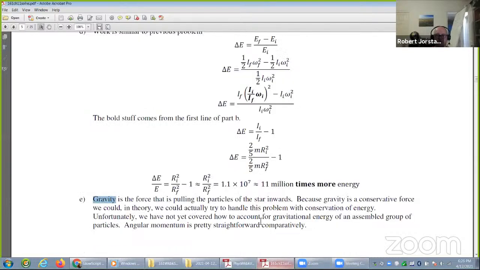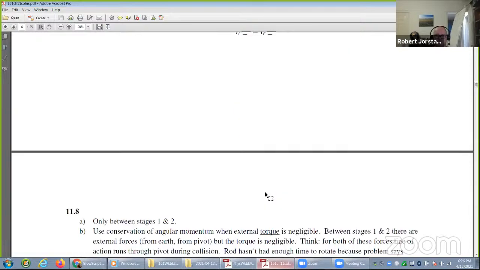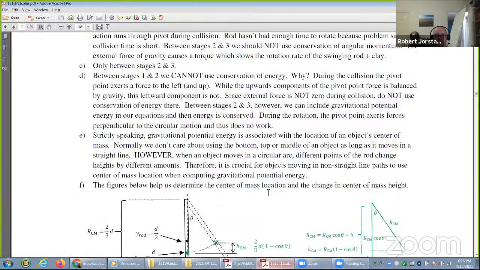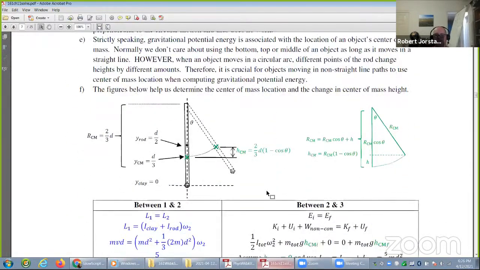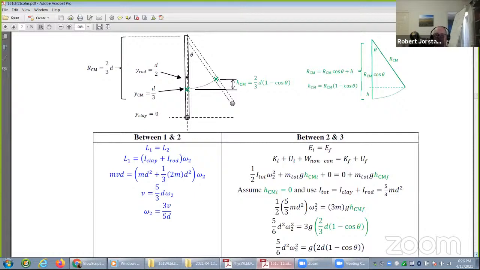What is this, 11.8? There's a bunch of words here. So there's the problem. Between stages 1 and 2, I did a conservation of angular momentum. Between stages 2 and 3, I did a conservation of energy. We have to understand why, or it gets frustrating on test day for you, right? On test day, all the questions look almost the same, so you want to know why you use a technique.